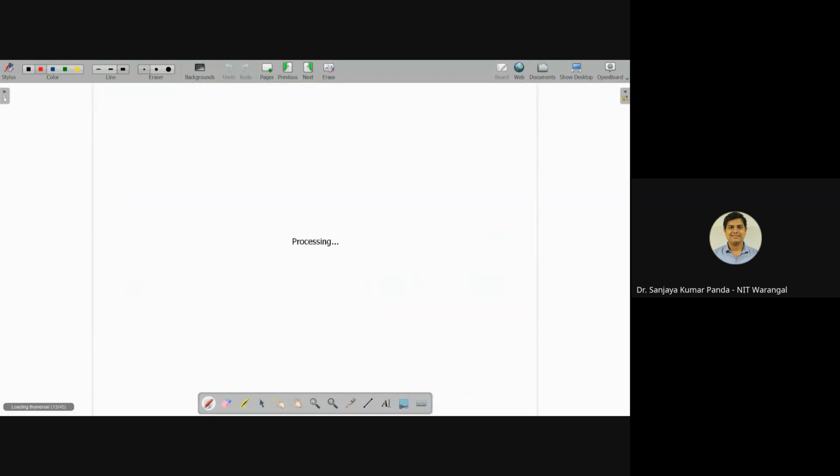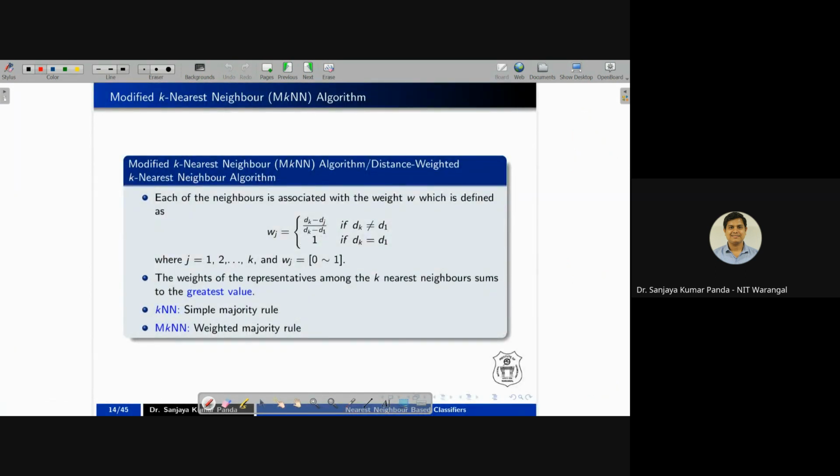In order to avoid the drawbacks of the KNN algorithm, we go for another algorithm called the modified k nearest neighbor algorithm. Why do we need this algorithm? As I said, if you are taking 5 neighbors or 7 or 9 neighbors, all are equally important. But that is not true. So we have the modified k nearest neighbor algorithm. That means we will take k different neighbors, but the importance of the k neighbors are different. That's why it is also referred to as the distance weighted k nearest neighbor algorithm, or MKNN.